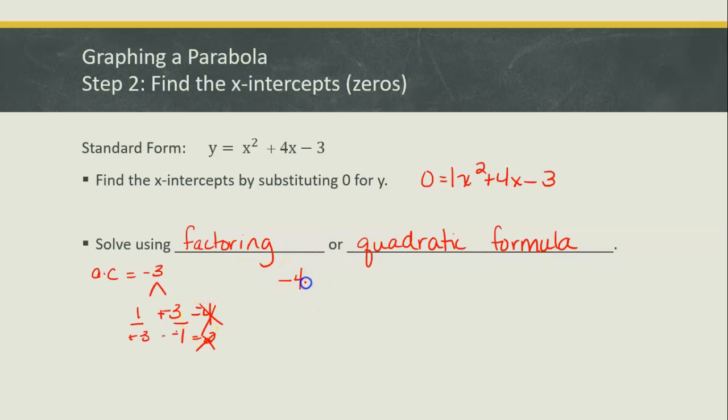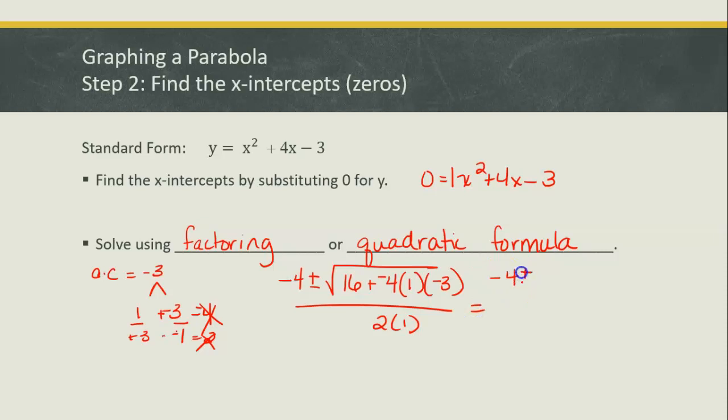So that becomes -b plus or minus the square root of b squared, which is why I turned that into 16, plus -4, it's always -4 there, times a times c, all over 2 times a. We always simplify what's inside the radical first, so it's negative 4 plus or minus the square root of 16 plus, and then negative 4 times positive 1 times negative 3 is positive 12, all over 2. So this turns into negative 4 plus or minus the square root of 28 all over 2.